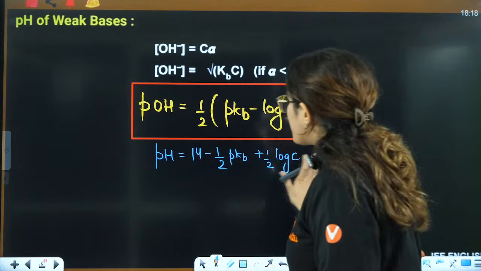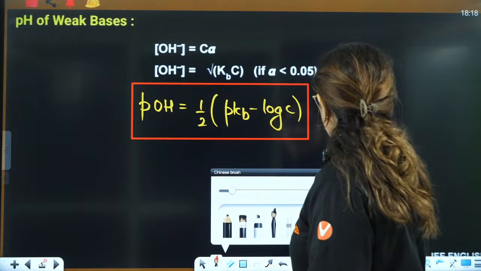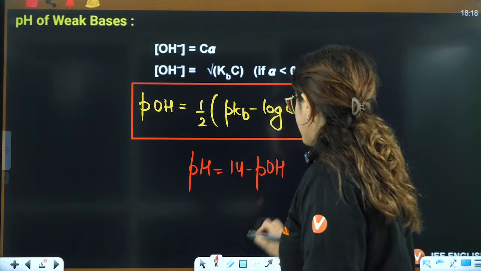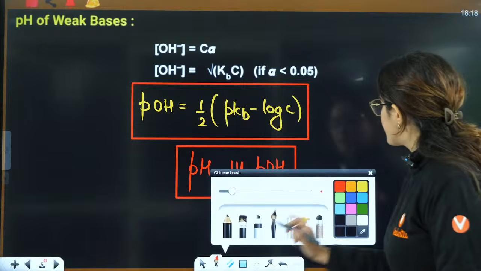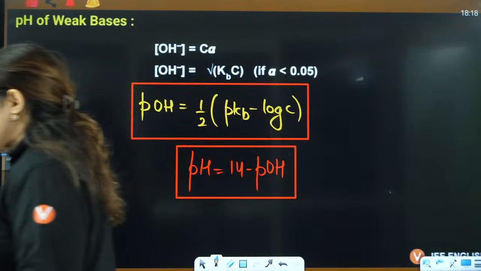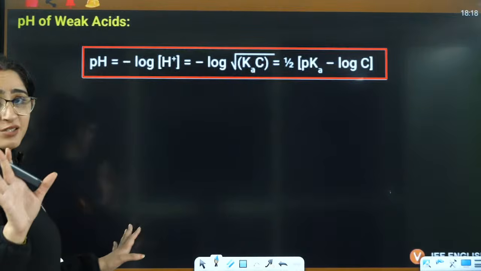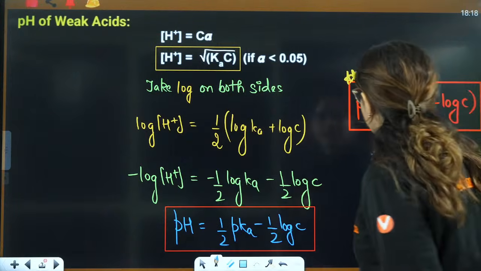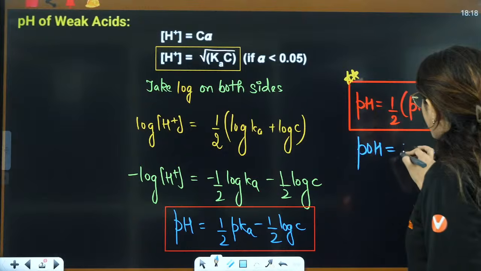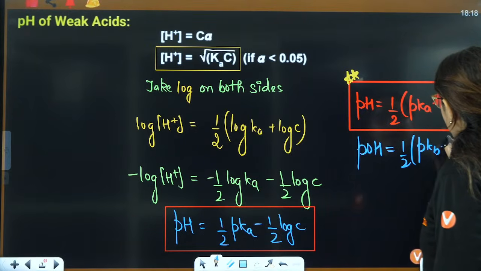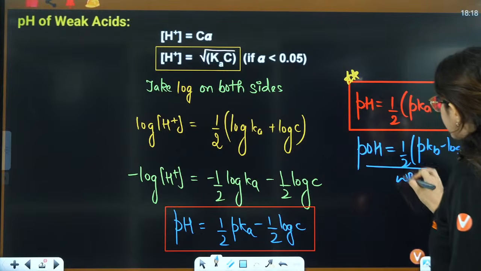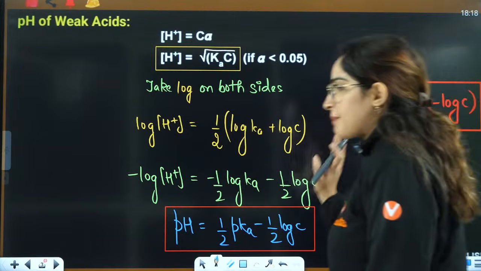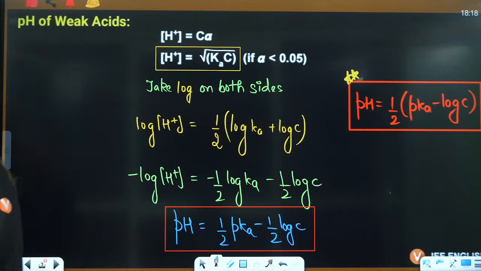Or you can just, why remember any other formula? Just remember this. pOH will be this, pH will be 14 minus pOH. When from one formula you can derive so many things, why remember more? Less cramming is better, okay? Just remember pH is equal to half of pKa minus log C. Then corresponding to this, pOH will become half of pKb minus log C when you have a weak base. This is when you have a weak acid. Okay? Understood? Just remember this one formula, and the others you can do yourself as well.